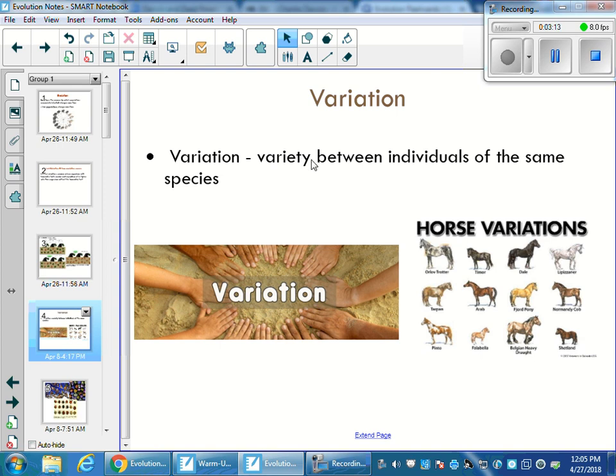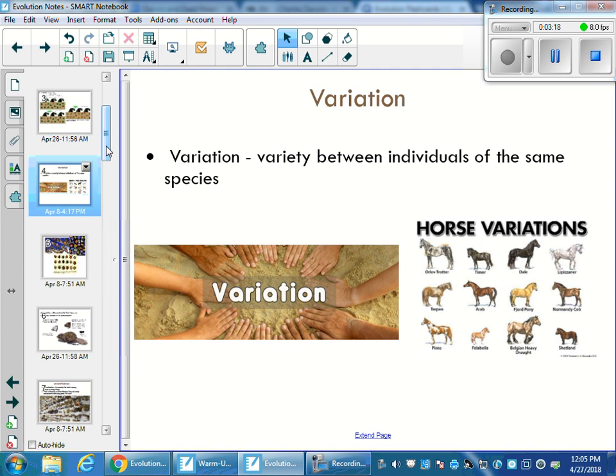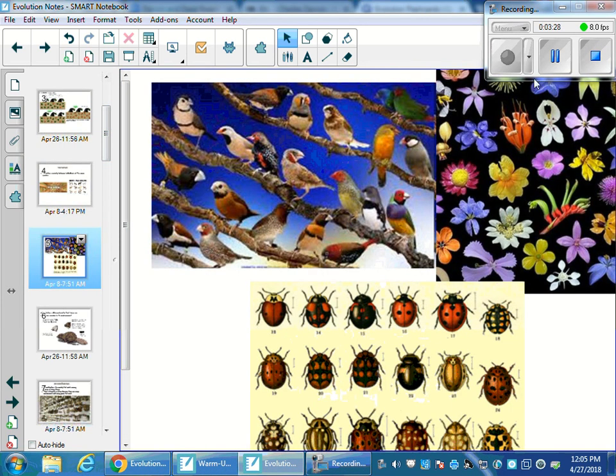Everything is not exactly the same, even if something is the same species. You could also think about this with dogs. Dogs are the same species, but they do not all look alike. They can be very different in their characteristics. That is called variation. Other examples here might be flowers being different colors, having different sizes or shapes. Birds, again, having different colors, sizes, or shapes. Different colored dots, different size legs, different size wings. All of these things are variation.